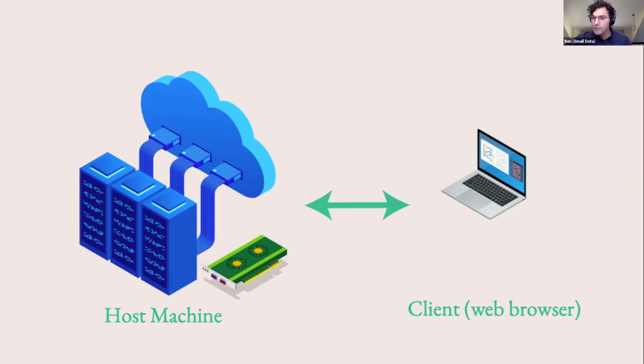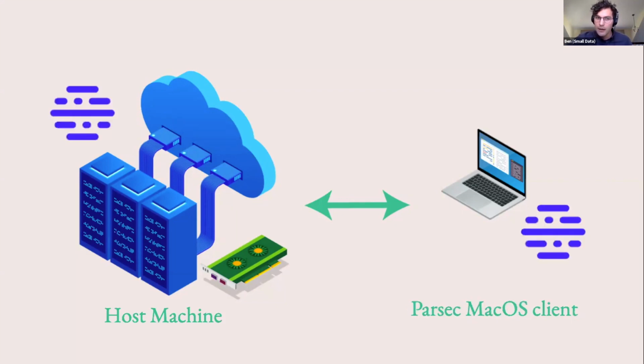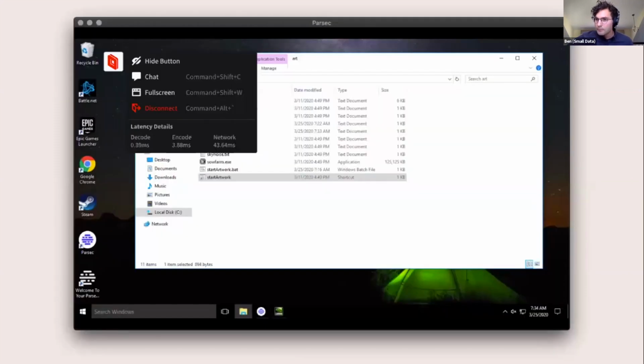So because Parsec is installed on the Paperspace server, I can download the Parsec Mac OS client on my laptop and access it this way instead of natively in the web browser. So it's a little bit different. You are now using a software client instead of a web browser, but it does have some benefits, which I'll show here.